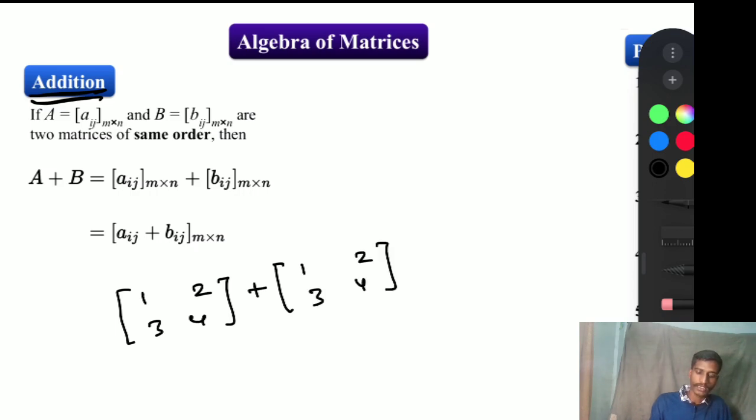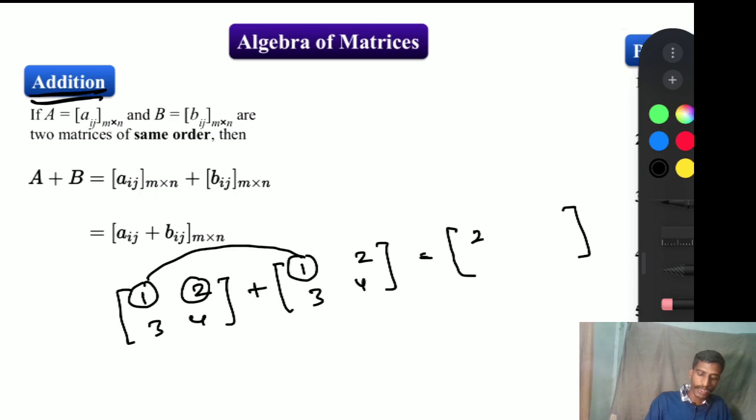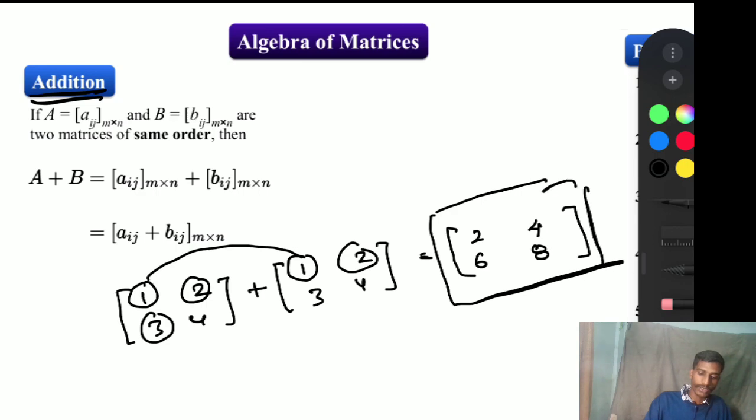If we want to perform the sum, we just add the first element with the first element, and we get 2. Similarly, we add 2 and 2, we get 4. Here we'll get 6, and here we'll get 8. So this is our new matrix. It is also of the form 2 cross 2.